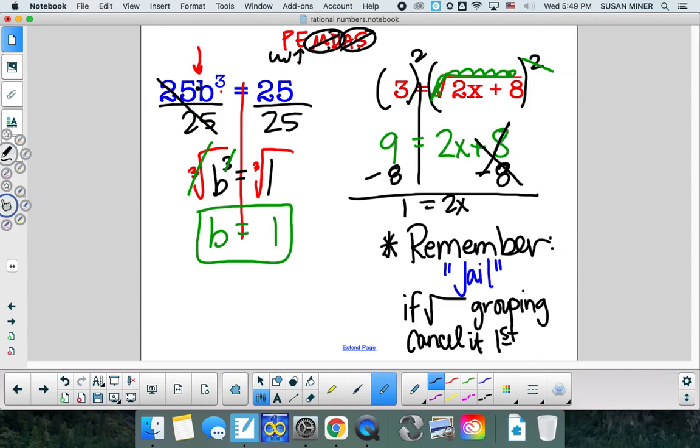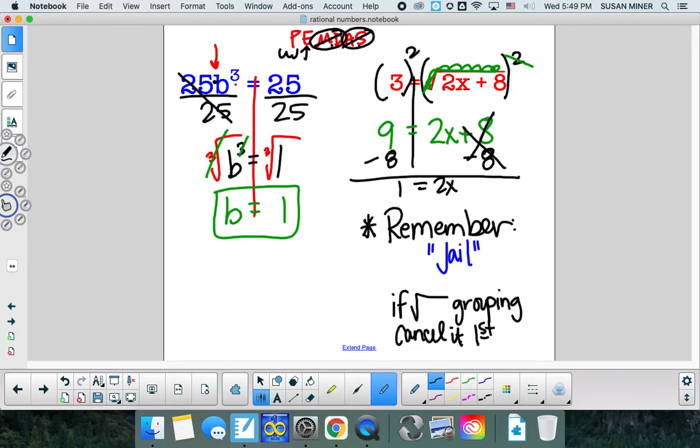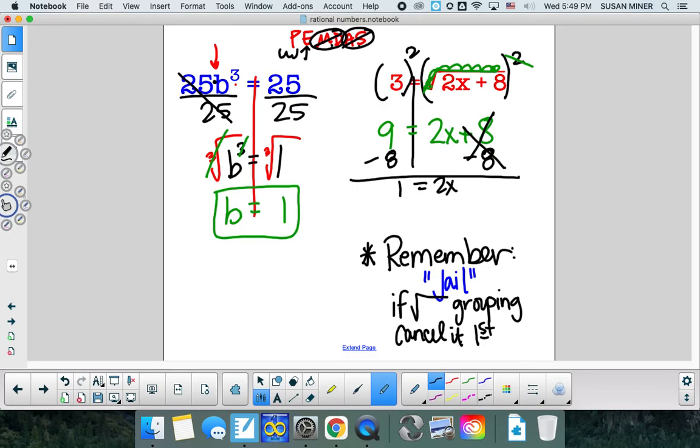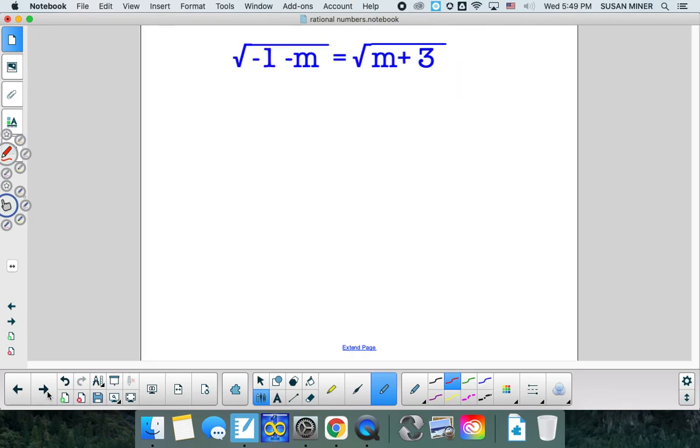I want to move all my stuff down just a little bit. Let's give myself a little bit more room here. And then the last thing that I would do is divide by the number connected. And so x is equal to 1/2. Okay, so remember jail. If the square root is grouping, we have to cancel it out first.